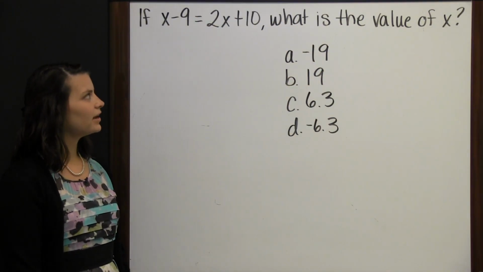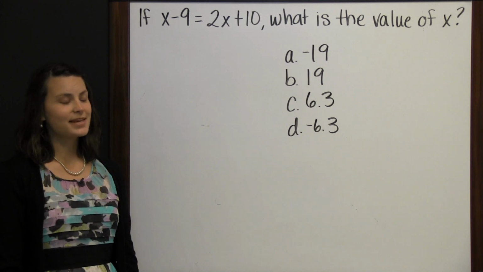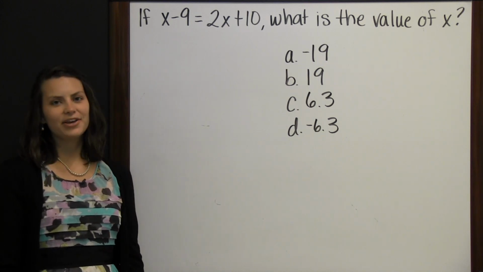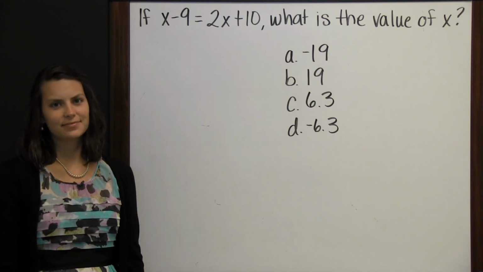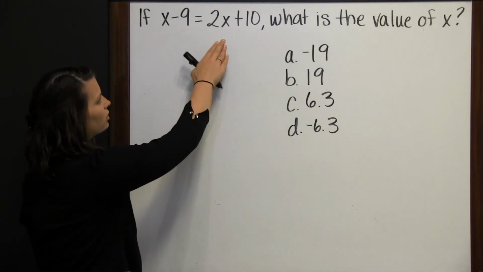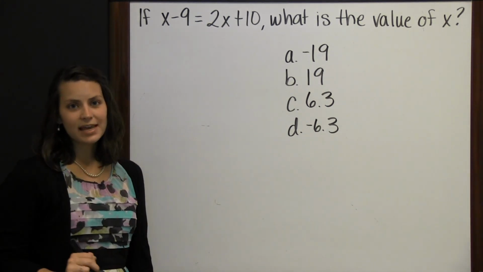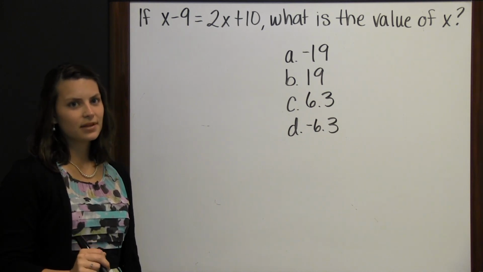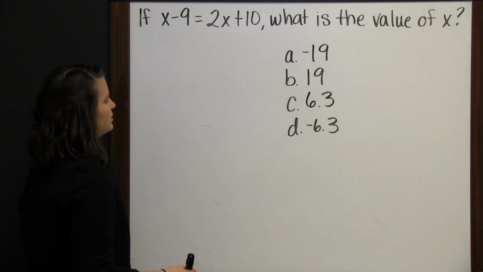If x minus 9 equals 2x plus 10, what is the value of x? To solve for x, the first thing we need to do is get all of our x terms on the same side of the equal sign. And we can do that two different ways.